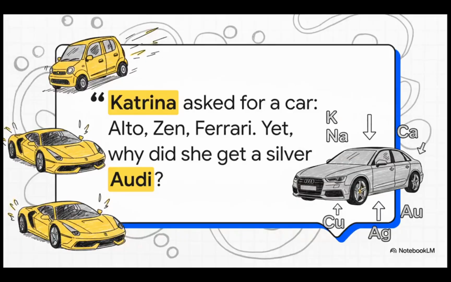Now, to easily remember who is powerful enough to displace whom, just memorize this hilarious reactivity series trick. Katrina asked for a car, Alto, Zen, Ferrari, yet why did she get a silver Audi? The first letters map directly to the reactivity of metals from highest to lowest: potassium, sodium, calcium, magnesium, aluminum, zinc, iron, lead, hydrogen, copper, mercury, silver, and gold. If an element is higher on this list, it will absolutely displace anyone below it.